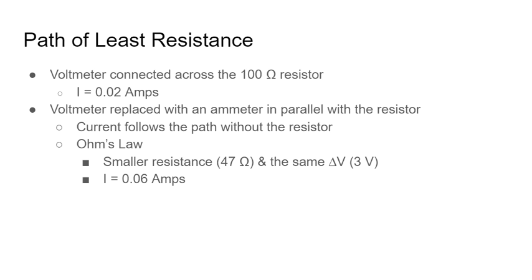And so then the voltmeter was connected across the 100 ohm resistor, and the current read 0.02 amps. And then the voltmeter was replaced with an ammeter in parallel with the resistor. And so we found that the current followed the path without the resistor, which was the path of least resistance. And using Ohm's law, now we have a smaller resistance and the same potential difference, so the current was 0.06 amps.